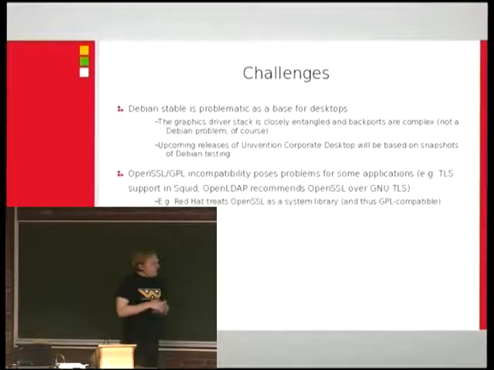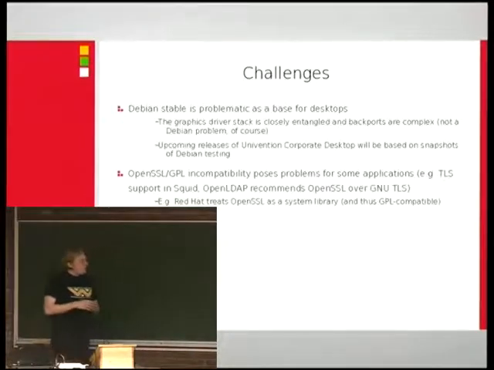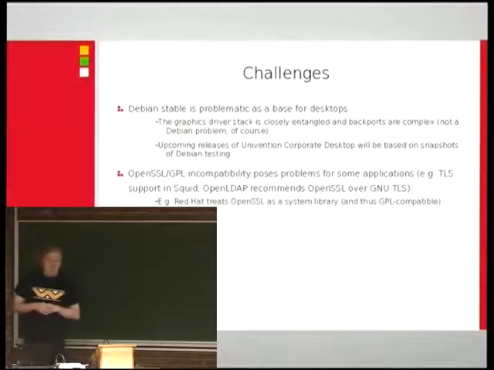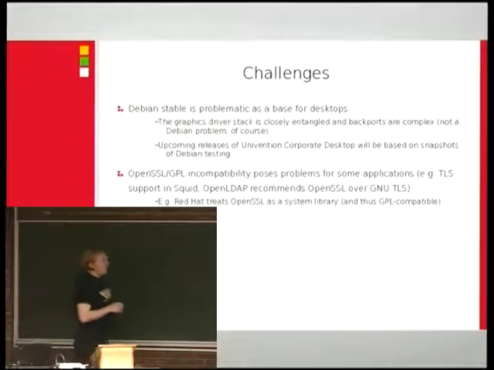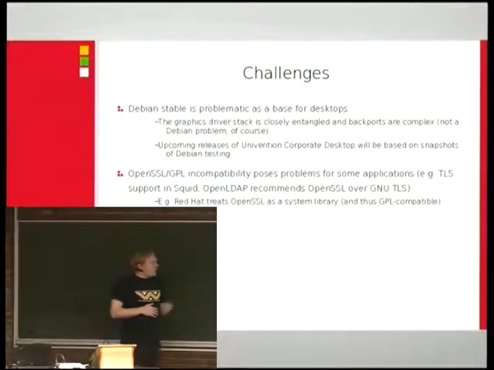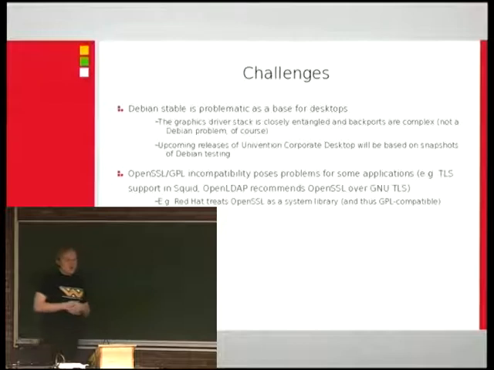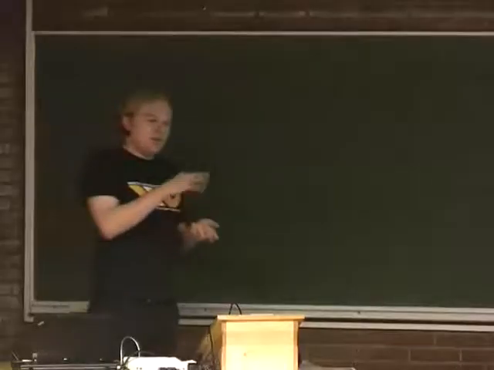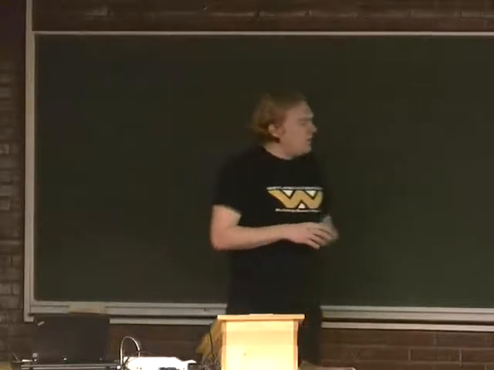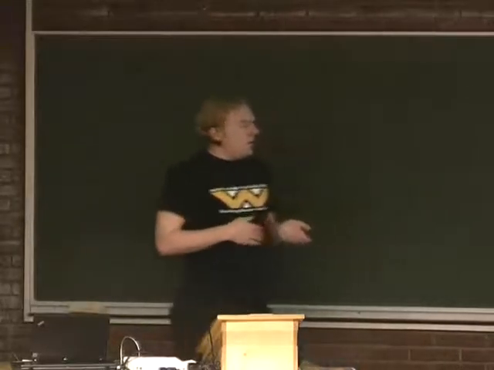One problem which we've seen over time several times is that Debian sees the OpenSSL license as incompatible with the GPL. So any code which does not have an exception to link with GPL software is seen as incompatible.